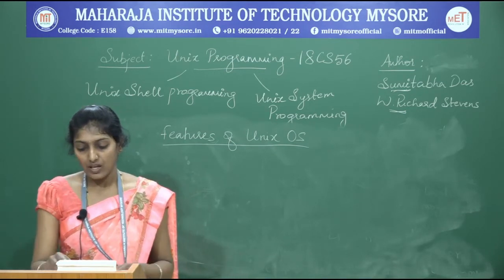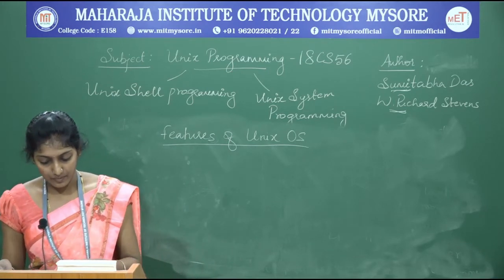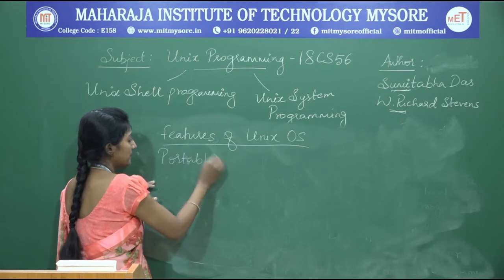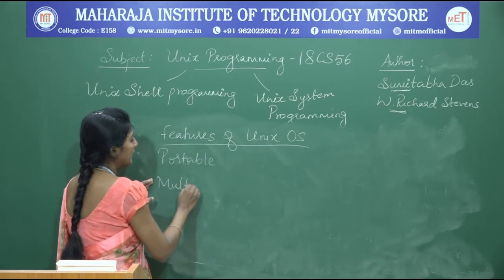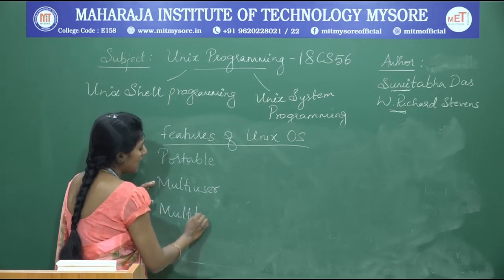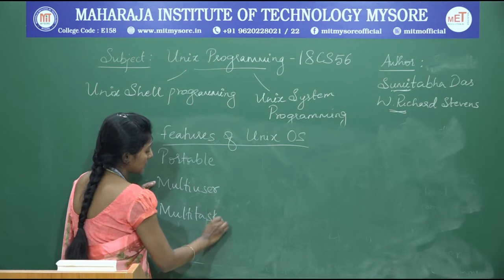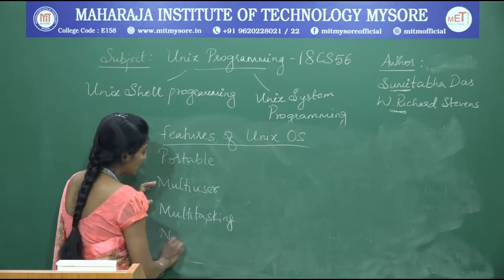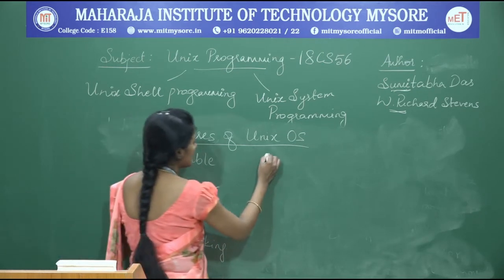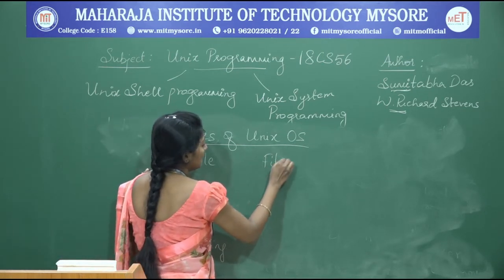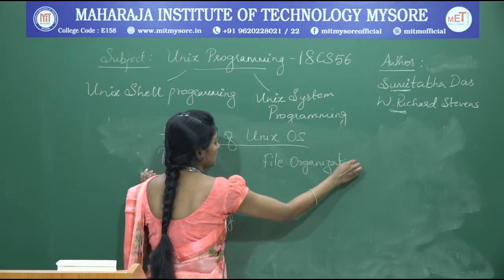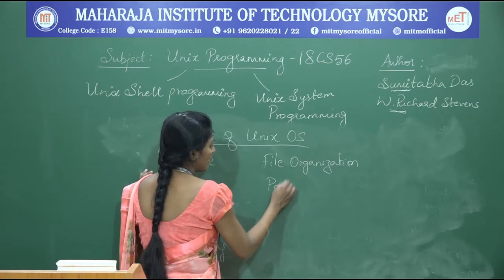Here the Unix operating system has a few features, like one is portable, another is multi-user. I have already discussed a few features in this. Another one is multitasking, then networking. Okay. Next, file organization. Next, pattern matching.